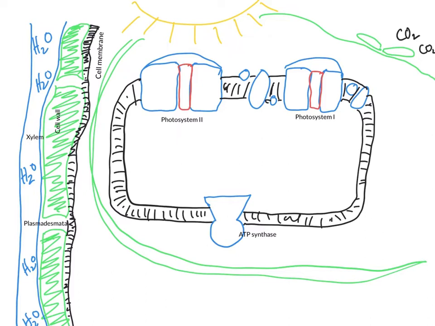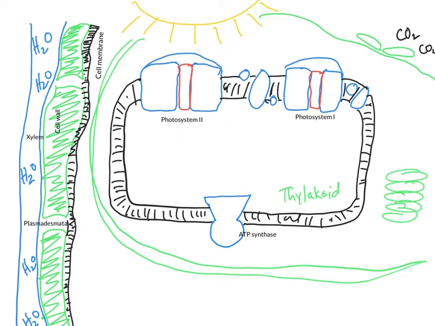But inside of here, this guy right here is called a thylakoid. And it's a membrane-bound sac. And if you were to actually look at a chloroplast, there'd be bunches of them stacked on top of each other, but I've just drawn one really enlarged so you can see what's going on inside.